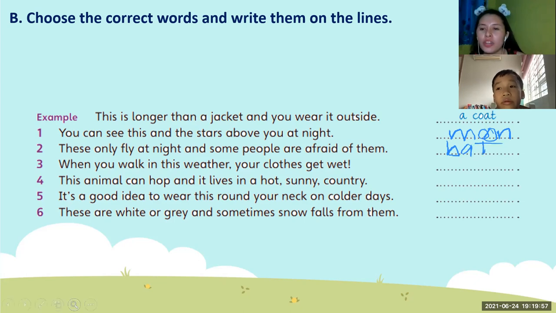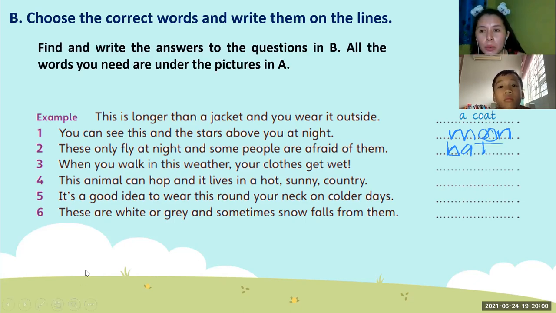Okay, let's see. Number one, the answer is the moon. Very good. Number two is a bat. Another good job. How about number three? When you walk in this weather, your clothes get wet. It's very wet. That's why you will bring an umbrella. All right, what do you think? It's rainy.